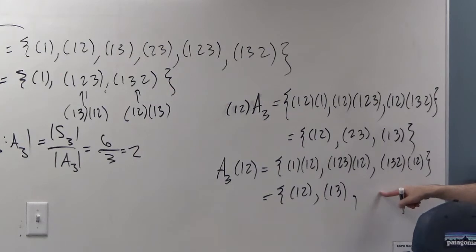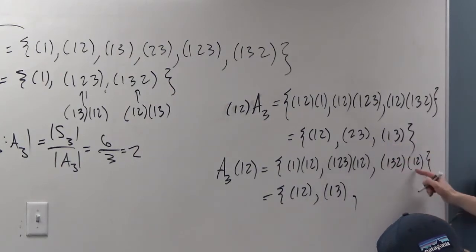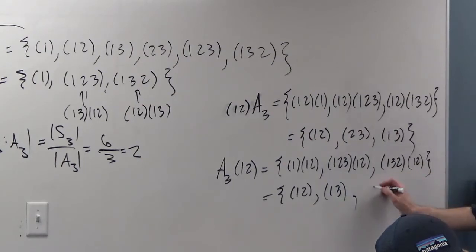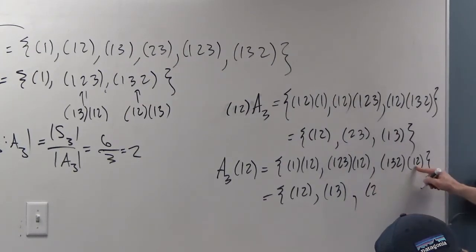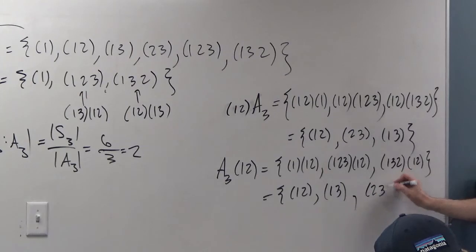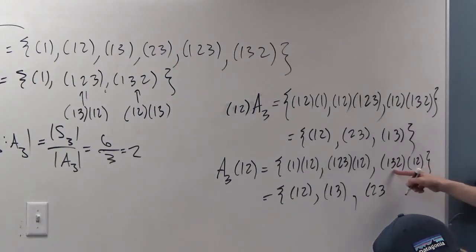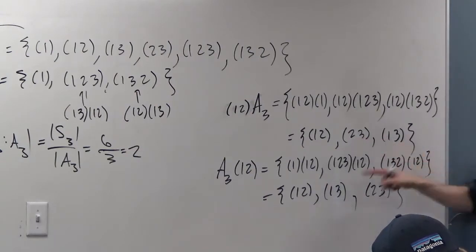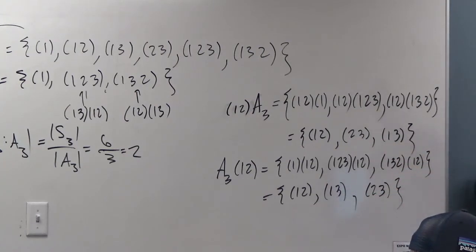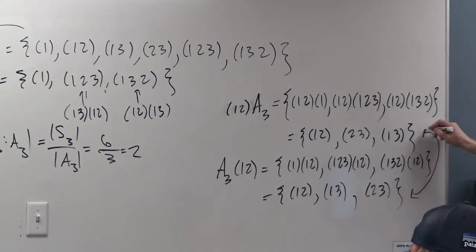This last one, if these are going to be equal, should be (2 3). Does 1 stay fixed? First it maps to 2, then it maps back to 1, so 1 does stay fixed. 2 maps to 1, then it maps to 3. 3 stays fixed, then it maps to 2. There we go. These things occurred in different orders in these sets, but when you think of them as sets, the order doesn't matter. These are the same sets.